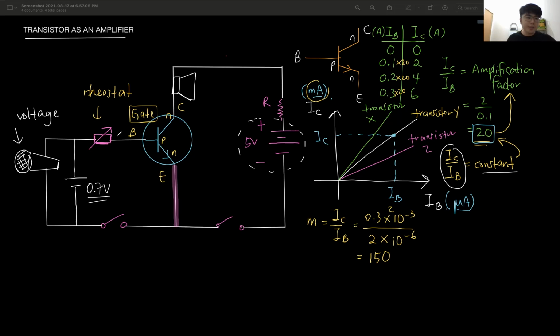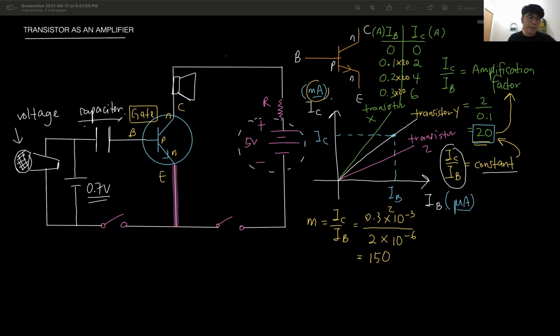Right? So sometimes they have a rheostat here, sometimes they do not have a rheostat. So if you have a microphone, then I don't need to put the rheostat, because the microphone is the one that adjusts the current. So what will I put? I will put a capacitor.